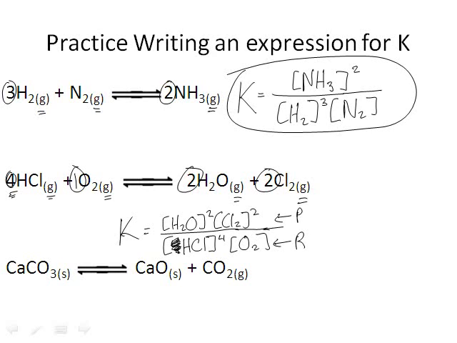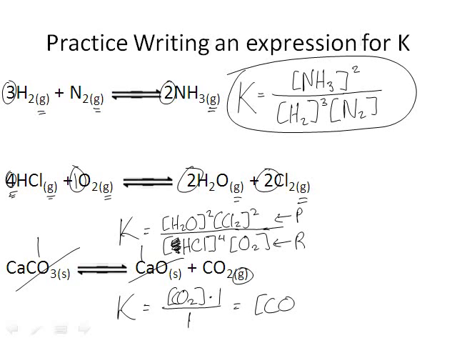Now taking a look at these, I've got a solid, so that's not going to be included, it's just going to be given a 1. Calcium oxide is a solid, so it's going to show up as a 1. CO2 is a gas, so it will show up. So my K is going to be CO2 raised to the first power, multiplied by 1 for that calcium oxide, divided by 1 for the calcium carbonate. That just reduces to K equals CO2 for my K expression.